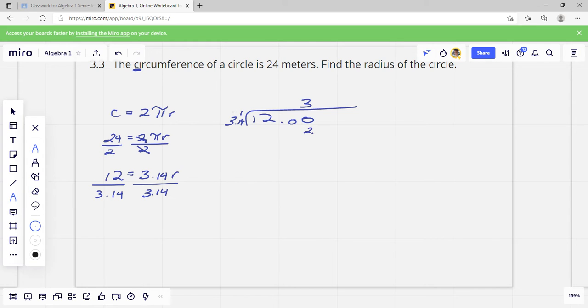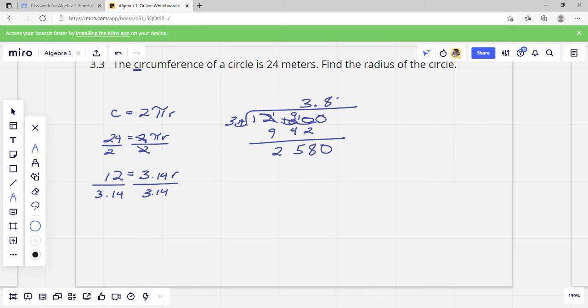3 times 4 is 12. 3 times 1 is 3, 4. 3 times 3 is 9. There we go. 10 minus 2 is 8. 9 minus 4 is 5. 11 minus 9 would be 2. 2, 5, 8. Actually, I don't need that decimal point. And then we're going to add another 0. That was my problem. Okay. All right. And that is going to be 8.